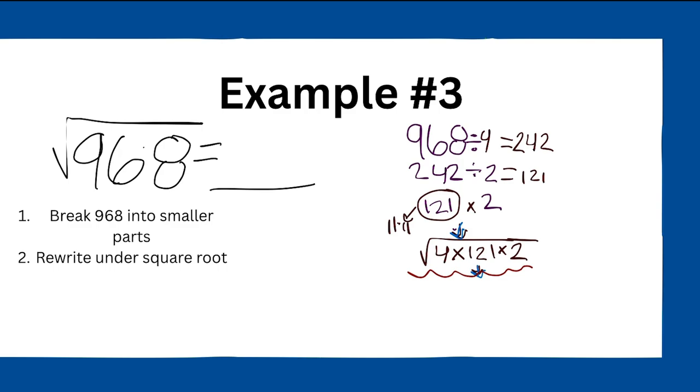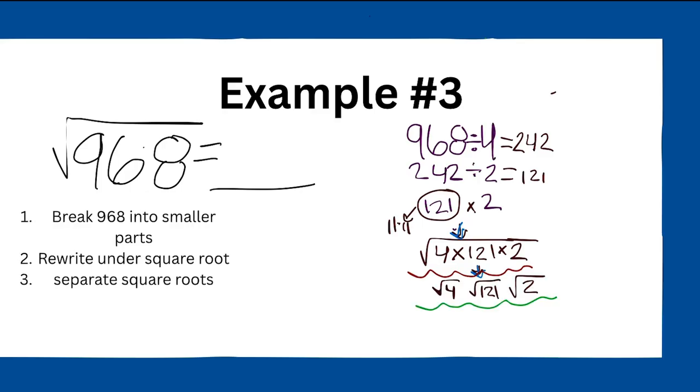So I know I have a 4, I have 121, and I have 2. 4 is a common divisible, likewise to 2. 121, that's a perfect square, and I'm going to stop there because I now have a perfect square. This makes the problem so much easier to solve. So 4 times 121 times 2. Now we're going to separate the square roots. So I have the square root of 4, I have the square root of 121, and I have the square root of 2. These are all separated and put under separate square roots.